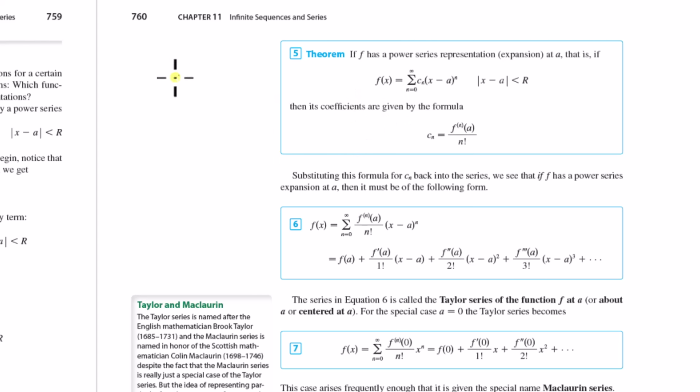So the notation I'm going to use to illustrate that is this. You start with a function, okay? You start with a function. The first criteria is not that the function is equal to its power series representation. If you think about it, you have to be able to make a power series representation for the function.